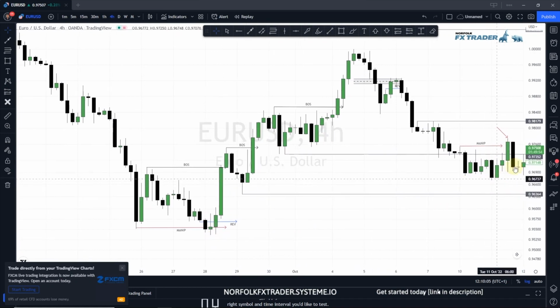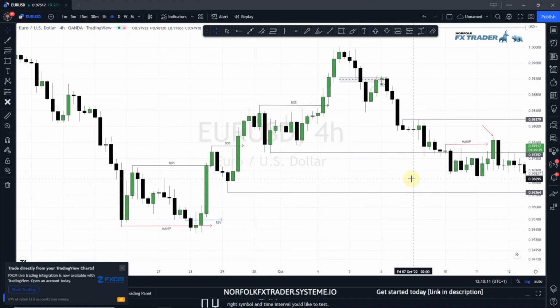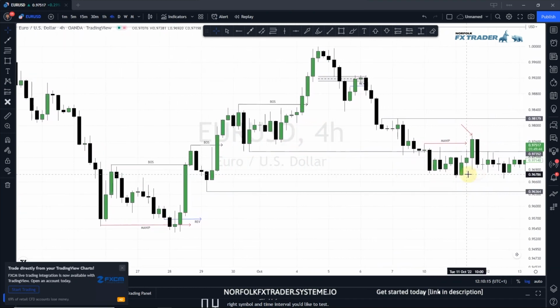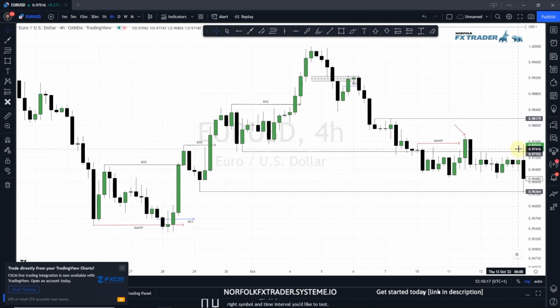So we may get a pullback, where we retest this level again. And that's where we can then look to sell. We continue sideways, and boom, we have one more push up. What does that do? That manipulates that high in the market and we drop down to where we test that low. So this is how you can track price.